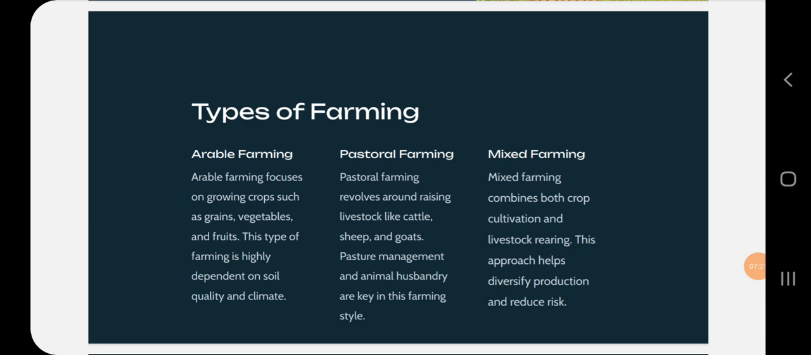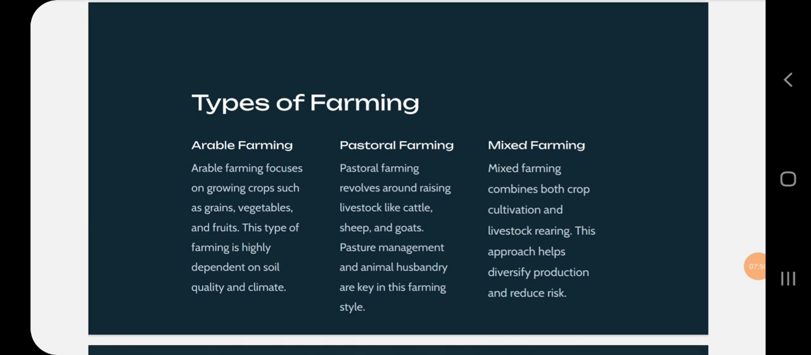Pastoral farming. Pastoral farming revolves around raising livestock like cattle, sheep, and goats. Pasture management and animal husbandry are key in this farming style. Mixed farming. Mixed farming combines both crop cultivation and livestock rearing. This approach helps diversify products and reduce risk. There are more types of farming, for example, dairy farming.